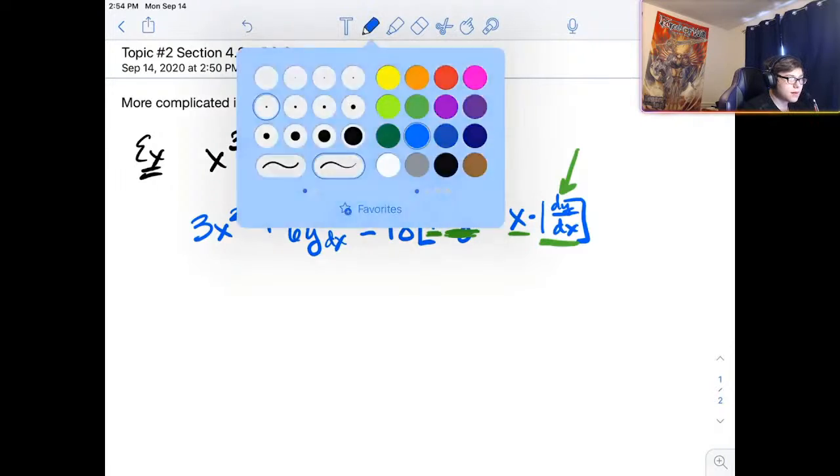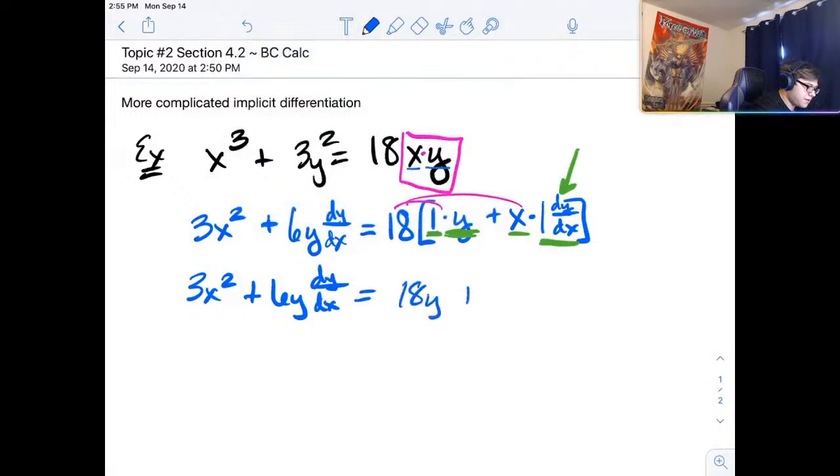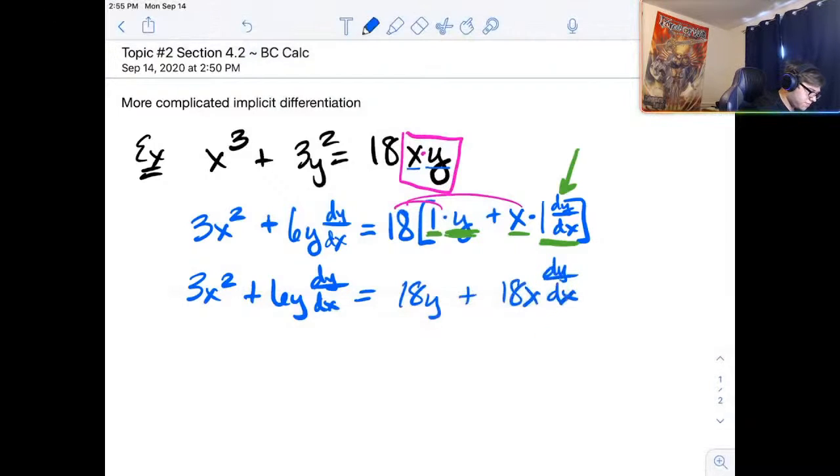Now, where would I go from here? I'm going to do some basic algebra. For now, I'm going to leave the left-hand side of the equation as is, and I am going to distribute the 18 into this side. So I would wind up getting 18y, or to make it nice notation, 18y plus 18x times dy/dx. Excuse me, 18 times dy/dx plus 18x dy/dx.